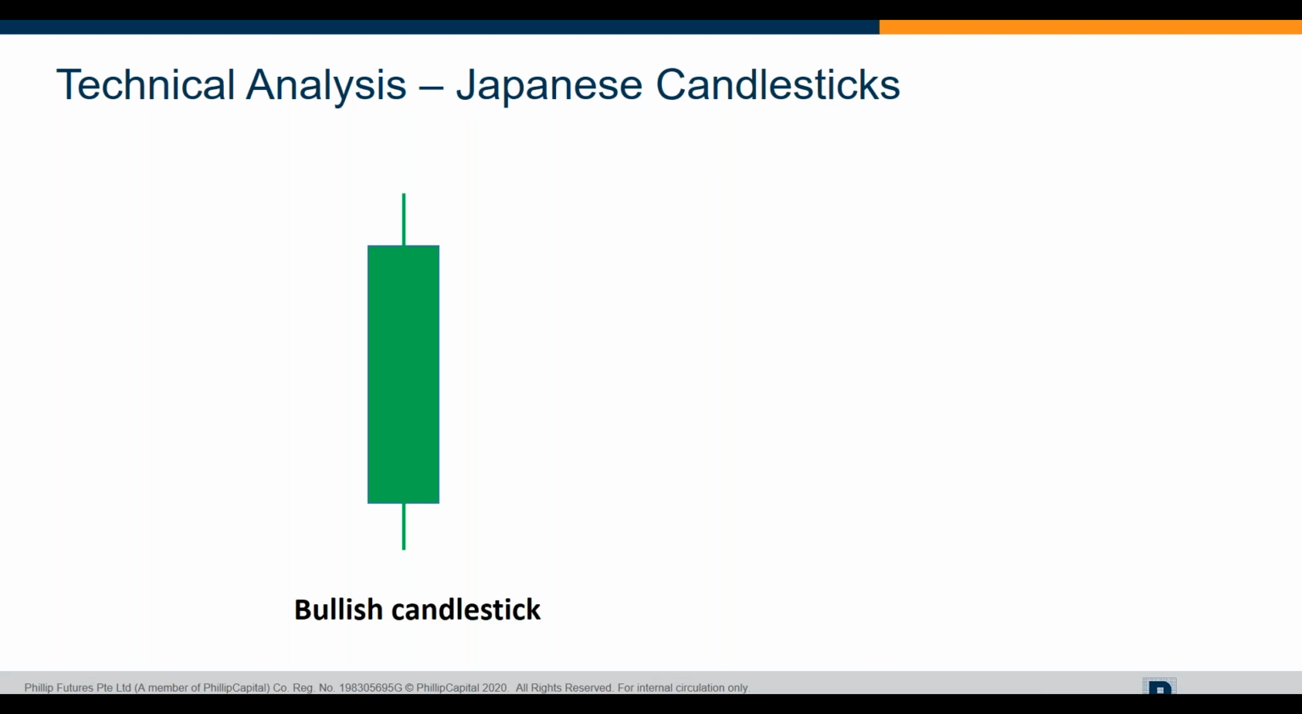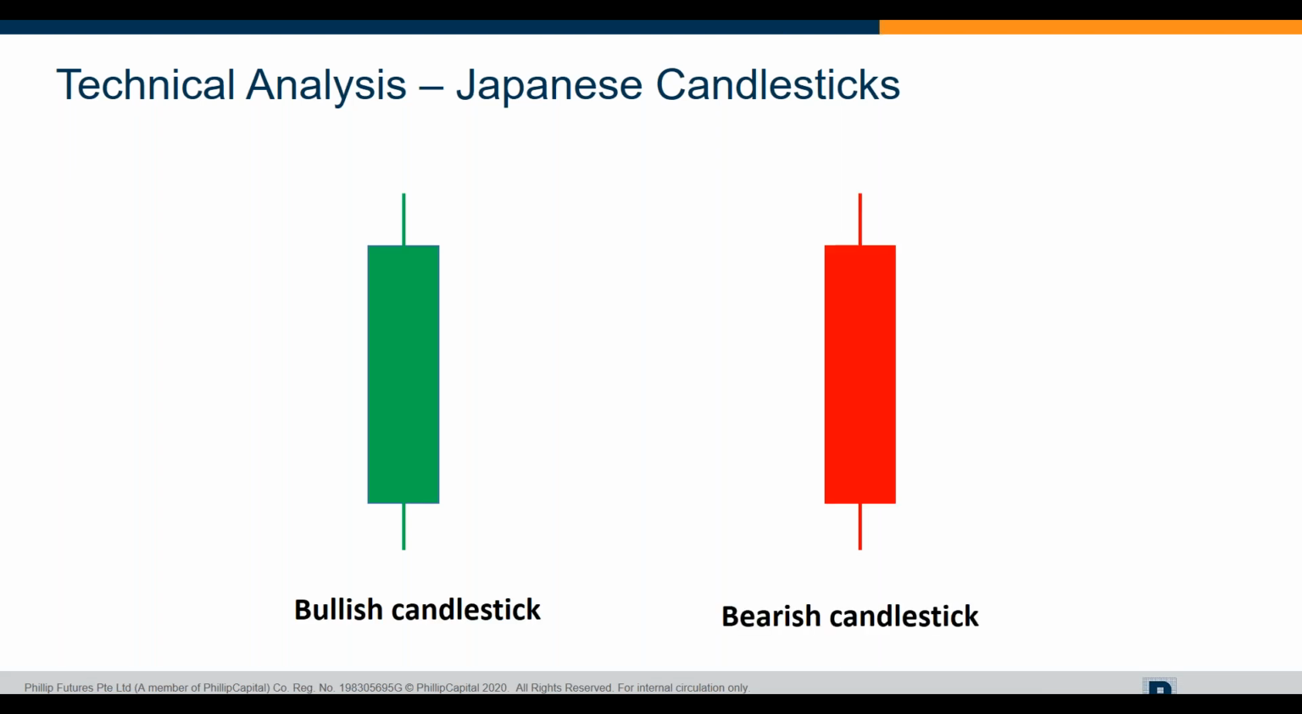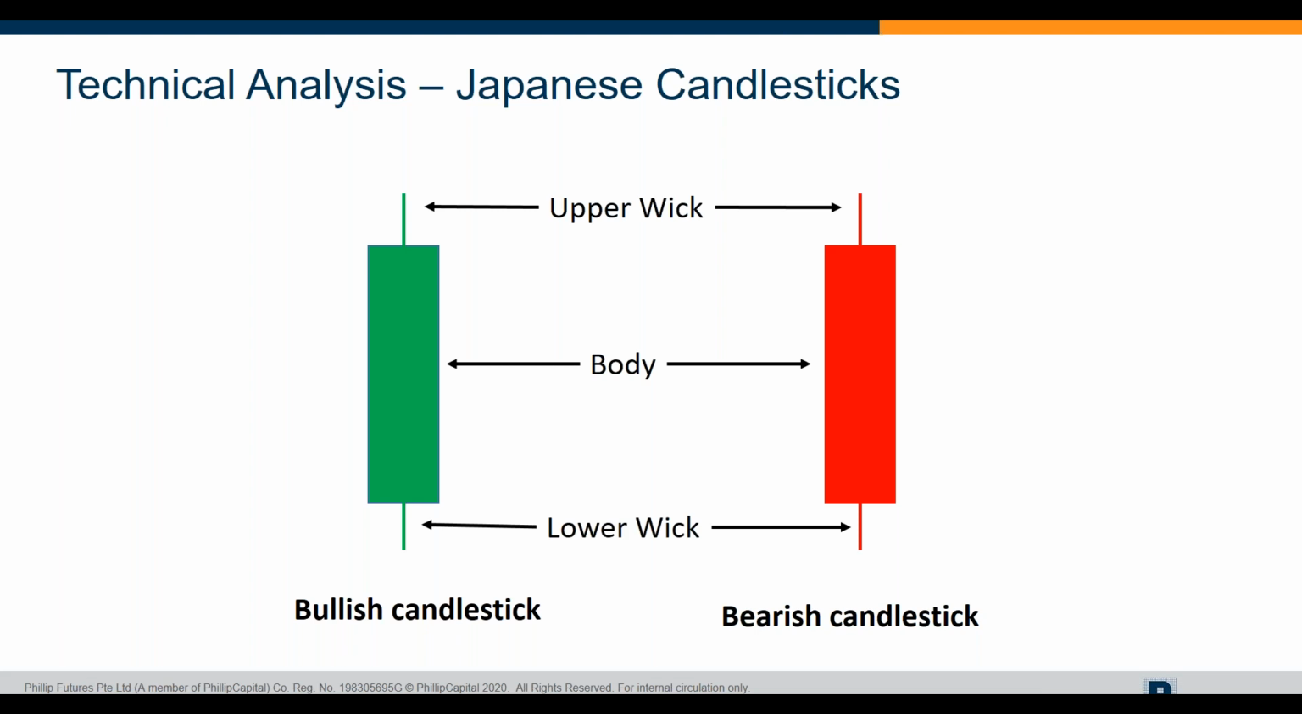So this is a bullish candlestick. This is a bearish candlestick. Okay, it does look like a candlestick, and it happened to be developed by someone from Japan. That's why it is called the Japanese candlestick. All right, so let's dissect the anatomy of this candlestick. Within the candlestick, there is this body, which is the main portion. Secondly, we have the upper wick, and thirdly, we have the lower wick. So basically, each candlestick will consist of these three main components, right?